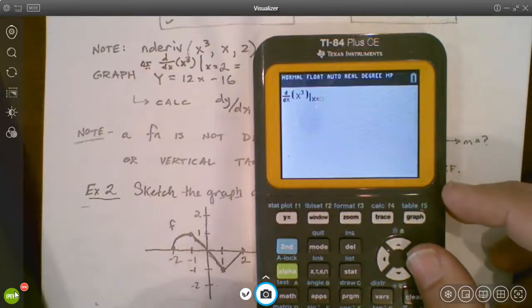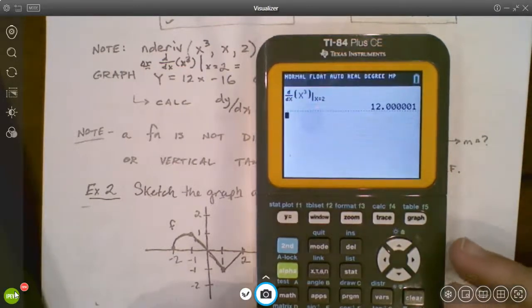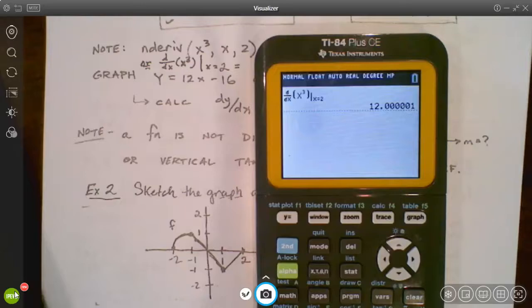And we wanted the derivative where x equals 2, right? And so we get this right here. So why does the calculator say 0.00001 rather than just 12?